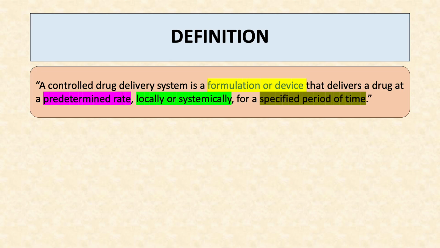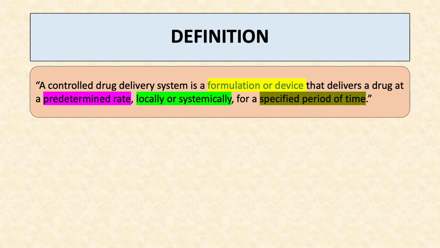So, a formulation or device that delivers a drug at a predetermined rate. So, predetermined rate is the key. The release rate is designed in advance based on the drug's properties and therapeutic needs. Now, locally or systemically. Local means drug acts at or near the site of administration. For example, eye drops.